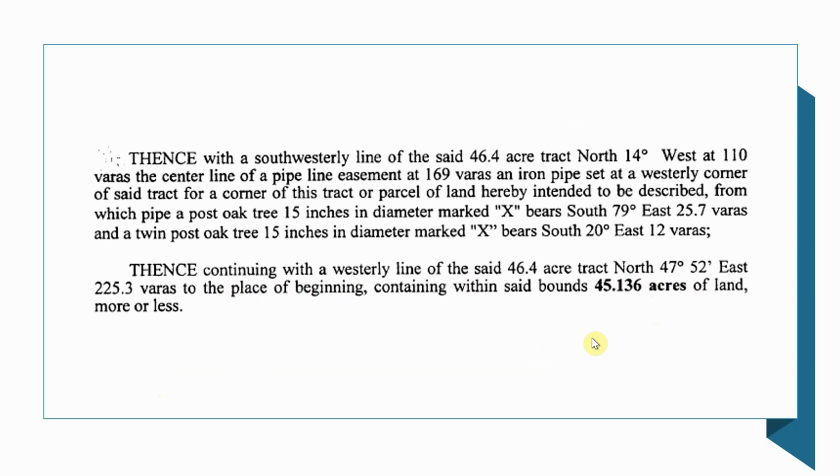So because it's more or less, that means if you do your retracement, you recover all of the monumentation, everything fits, and then your area comes out to be 45.137. You check the math, that's accurate. You don't need to worry about it. It's 45.136 acres of land, more or less. Now, if you come across 47.139 acres of land, you busted something somewhere. Something's wrong, whether it's your math for the area or in your retracement itself. So keep that in mind.